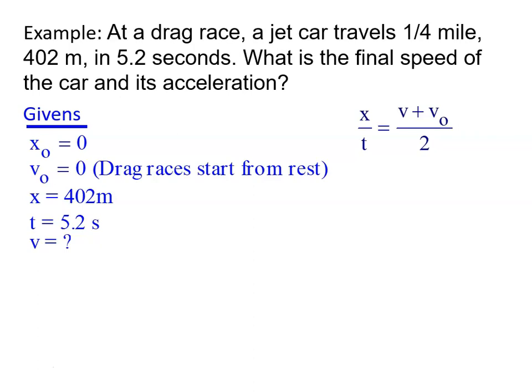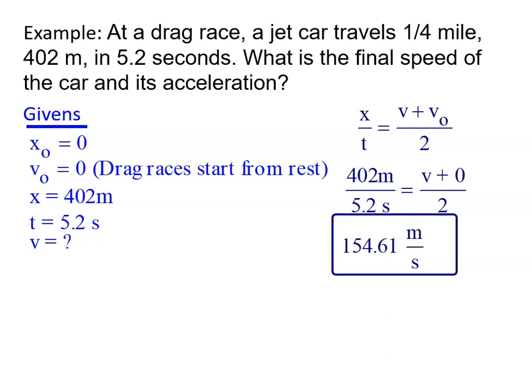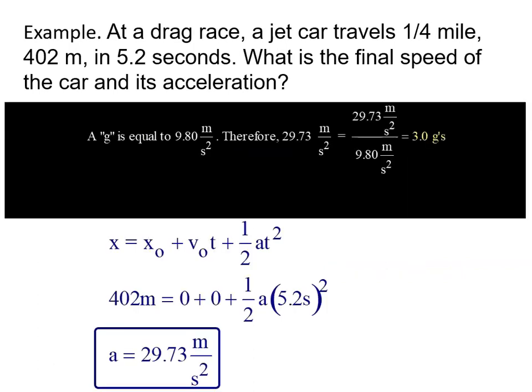So we realize, oh, acceleration is not given. There's only one equation that doesn't have acceleration in it. That's the right side of the v average equation. Delta x over delta t is (v naught plus v) over 2. Plugging in our numbers, we solve for the final velocity of 154.61 meters per second. That rounds to about 155 meters per second. That's, I don't know, maybe about 330, 340 miles an hour. So it's pretty fast. What about the acceleration?